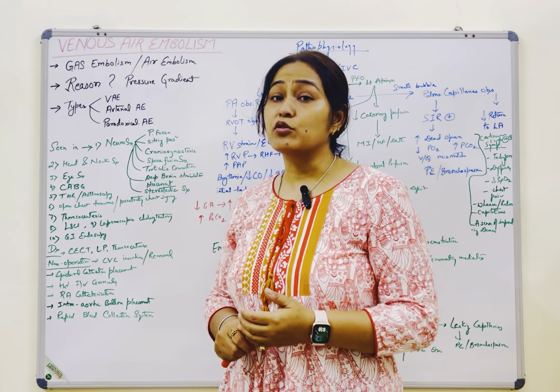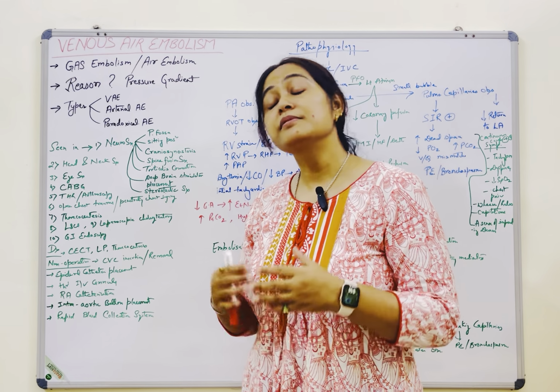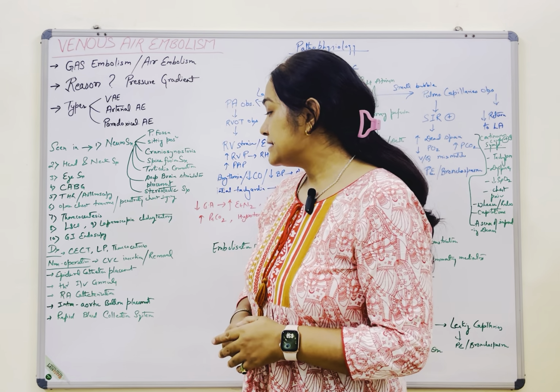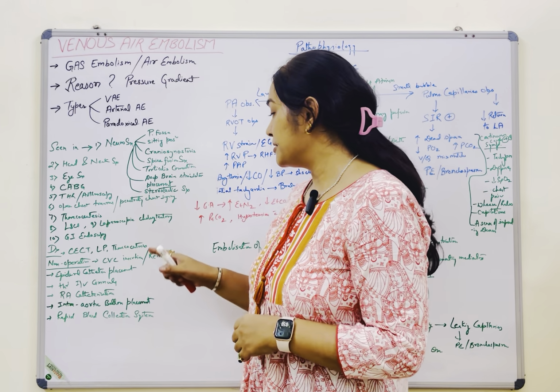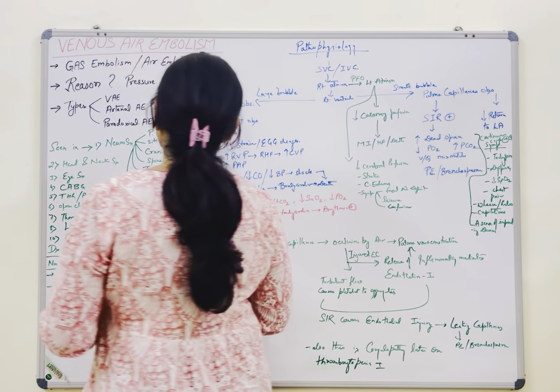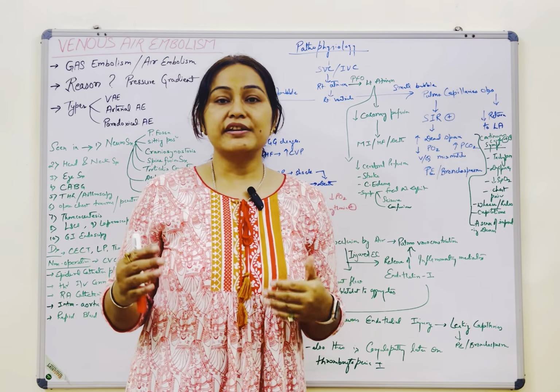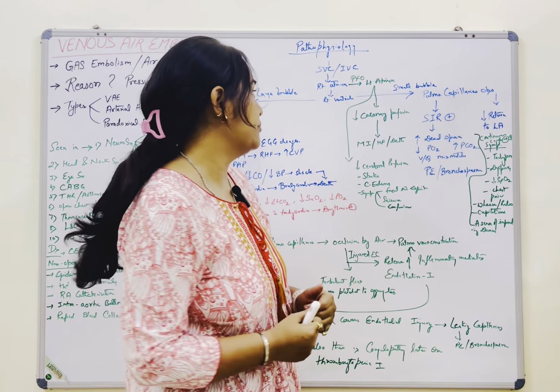Okay, there are some diagnostic procedures where venous air embolism can be seen: CECT chest, lumbar puncture, and the thoracocentesis procedure, right? Then what is the pathophysiology of venous air embolism?